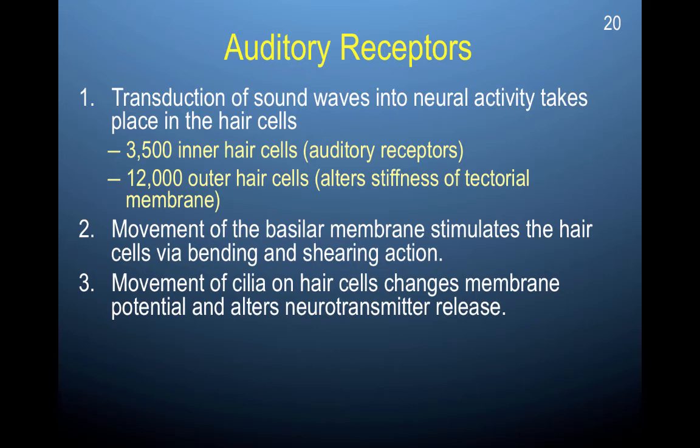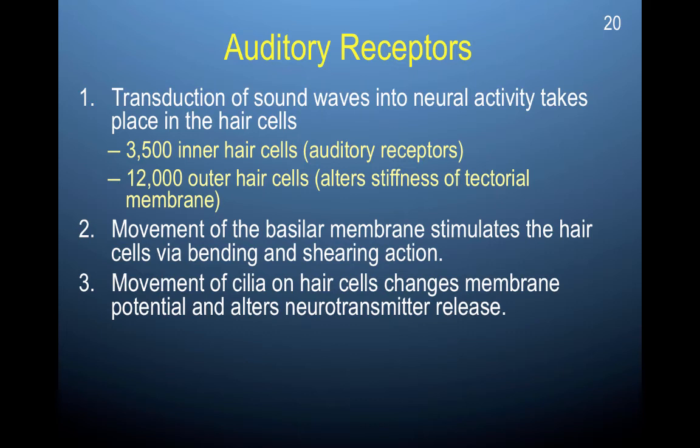So you have about 3,500 inner hair cells. These are your auditory receptors, and you have 12,000 outer hair cells. What these do is alter the stiffness of the tectorial membrane. The movement of the basilar membrane stimulates the hair cells via bending and shearing action, and movement of the cilia on hair cells changes the membrane potential and alters neurotransmitter release.